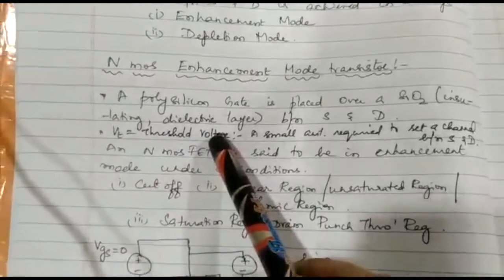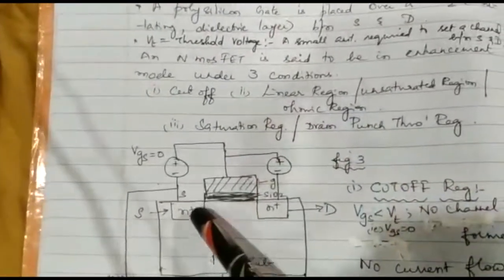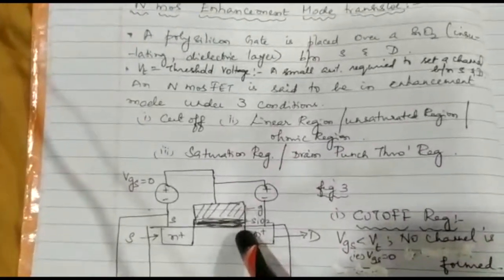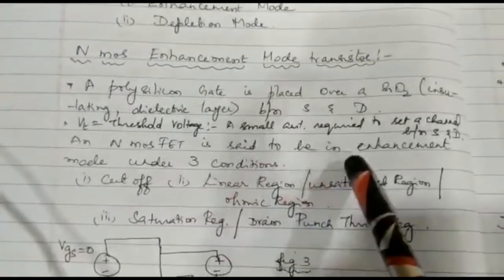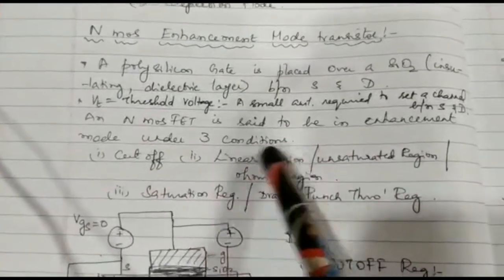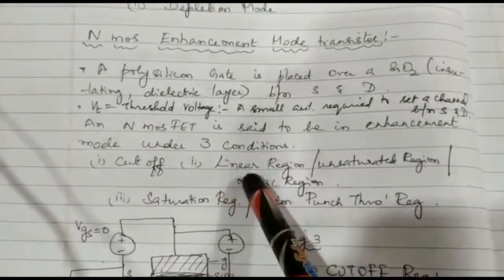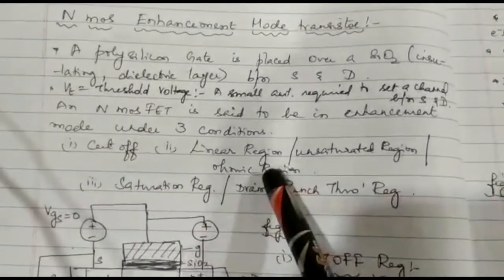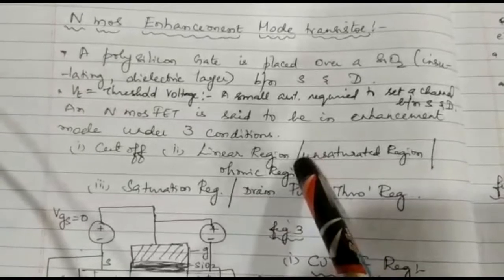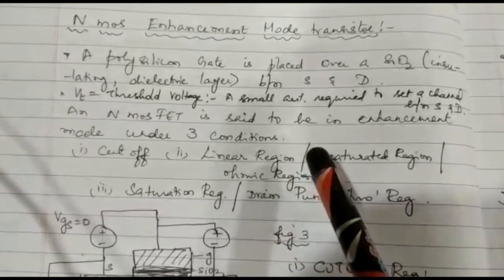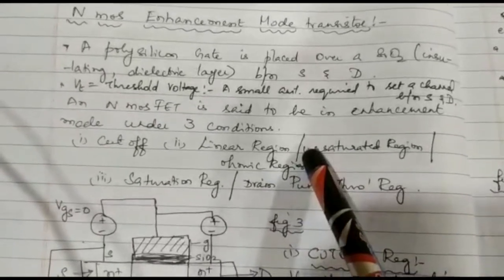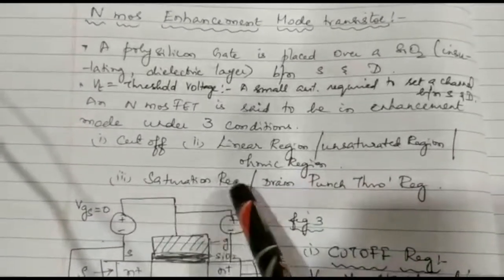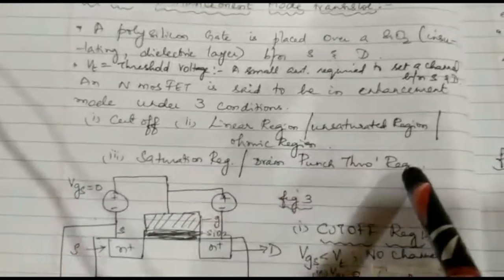The threshold voltage is the minimum voltage that is given to set a channel for conduction of current between the source and the drain. An NMOSFET is said to be in enhancement mode under three conditions. Number 1, cutoff. Number 2, linear region or unsaturated region or ohmic region. We call this an ohmic region because in this linear region the MOS device acts as a resistor. Number 3, saturation region or drain punch through region.